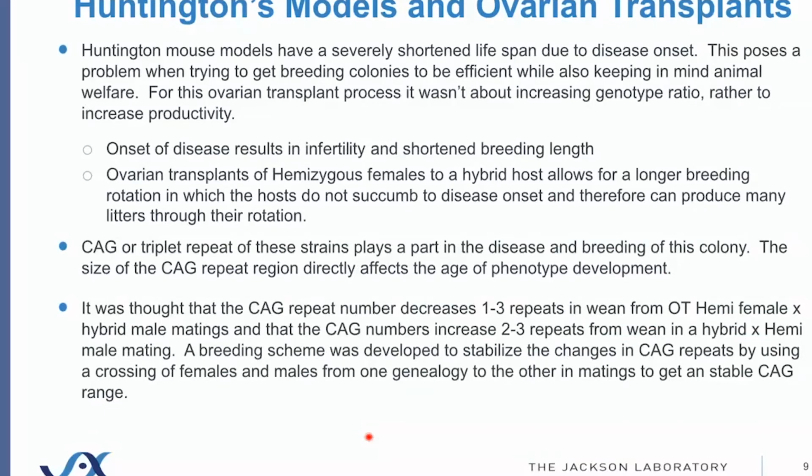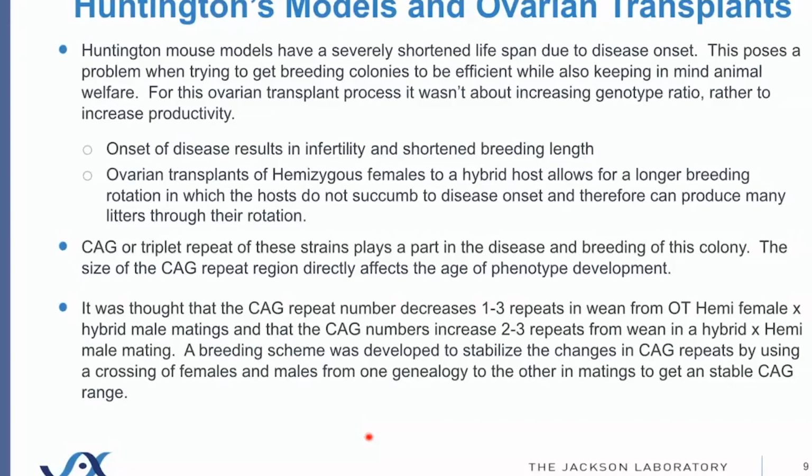Rather, it was to increase productivity and not have to use hemizygous males that would eventually show a phenotype. Because of this disease, it results in infertility and shortened breeding length. Ovarian transplants with hemizygous females to a hybrid host allow for a longer breeding rotation in which the hosts do not succumb to disease onset and therefore can produce more litters throughout the rotation.